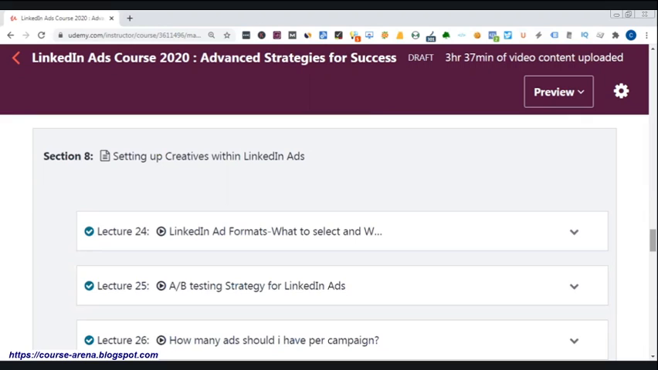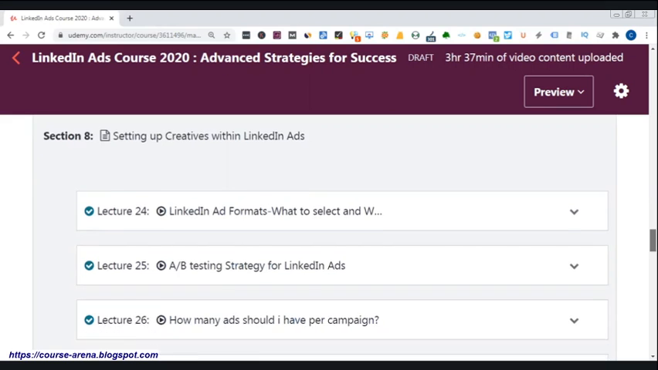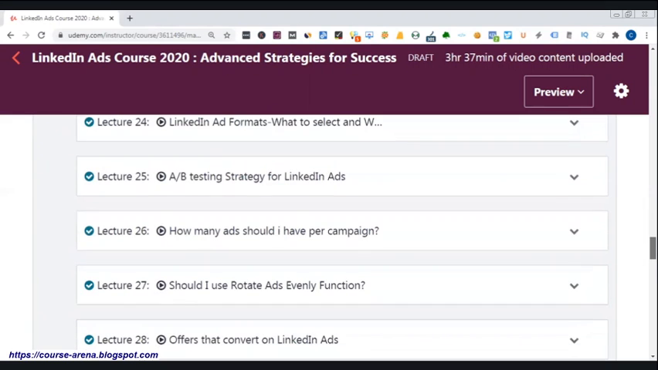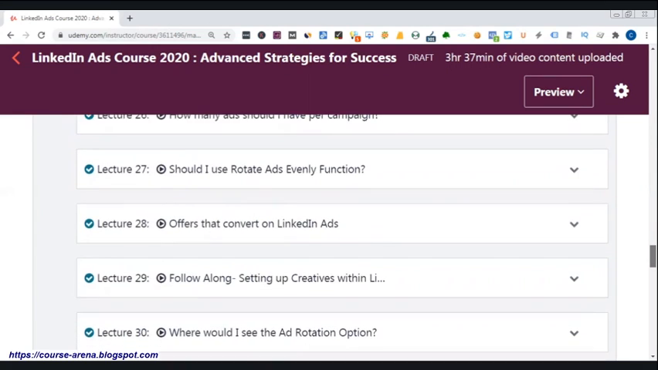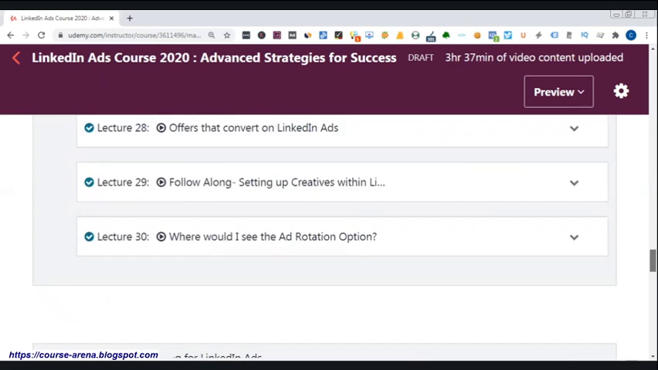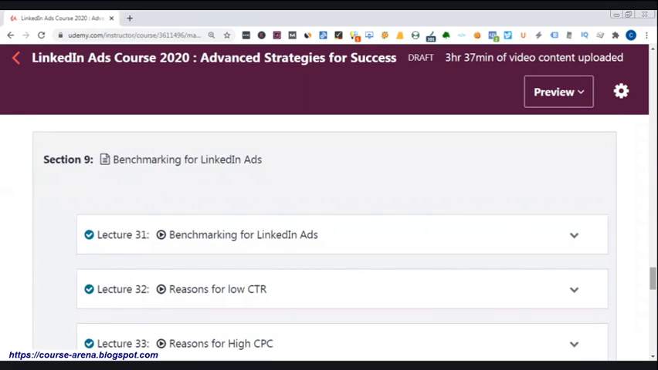Then we will also be doing the A/B testing strategy for LinkedIn ads. How many ads should I have per campaign? We'll be discussing whether I should use the rotate ads evenly function or not. We will be discussing what offers convert best on LinkedIn ads. And then we'll be discussing benchmarking for LinkedIn ads.